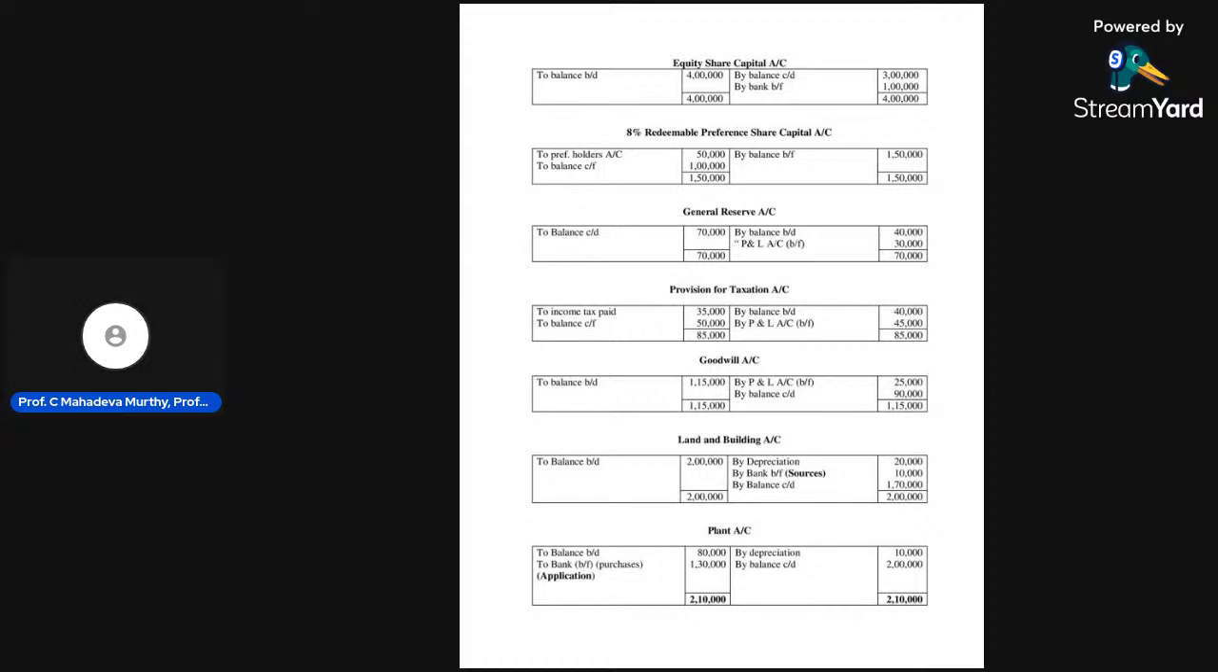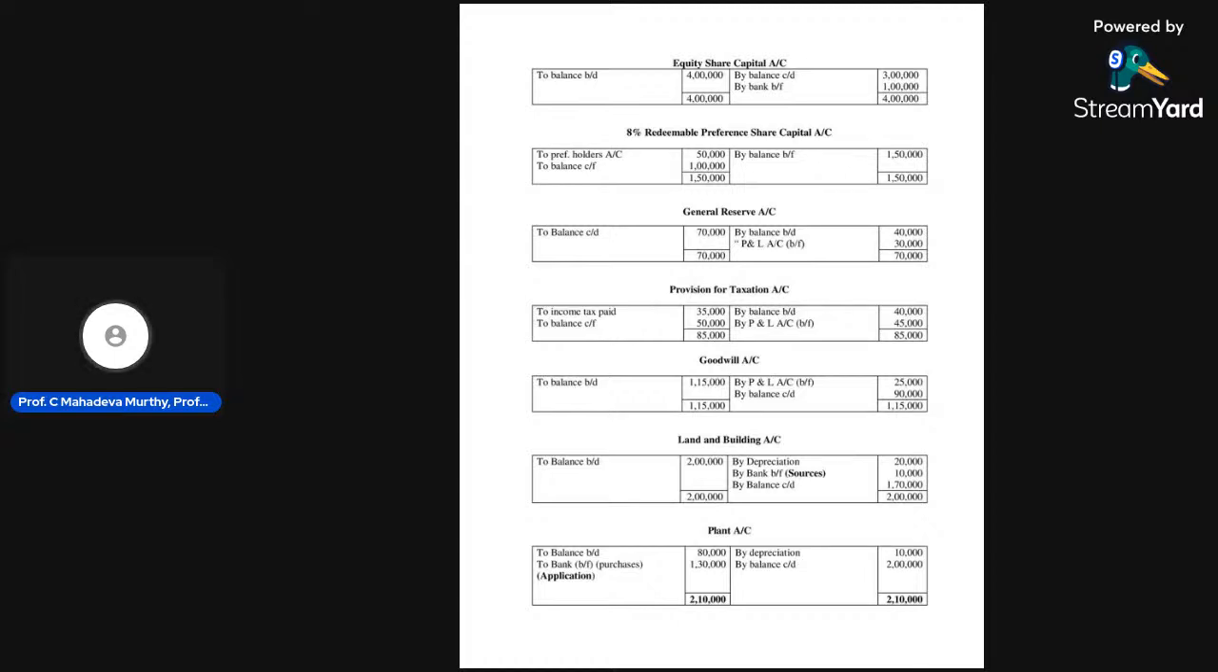8% redeemable preference share capital, by balance brought down 1,50,000. Preference share, then balance carried down, that is 1 lakh. The difference is 50,000, that is 1,50,000 on both sides. This is the balancing figure, preference shareholders account 50,000.